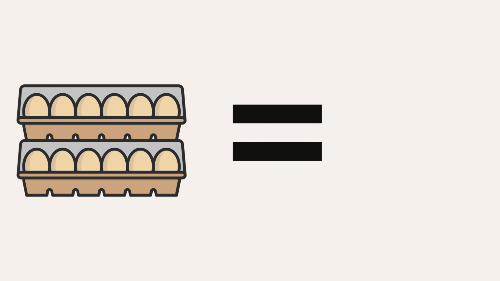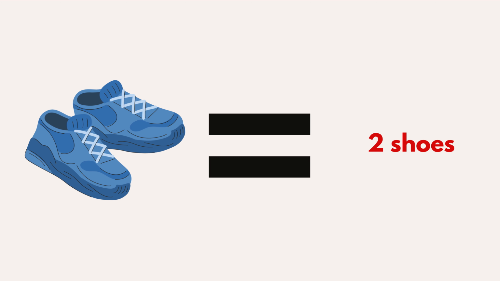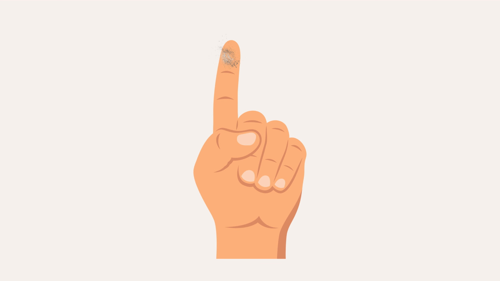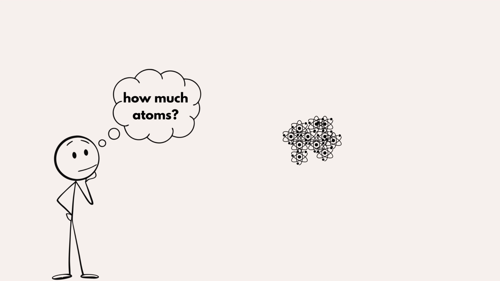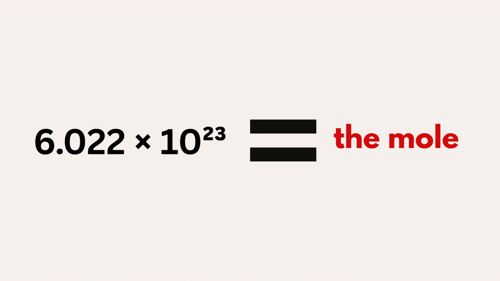We already group things with words. A dozen equals 12 eggs. A pair equals 2 shoes. But what if you need to count atoms? Millions of them in just a speck of dust. You can't count atoms one by one. They're too small and too many. That's why chemists invented the mole.